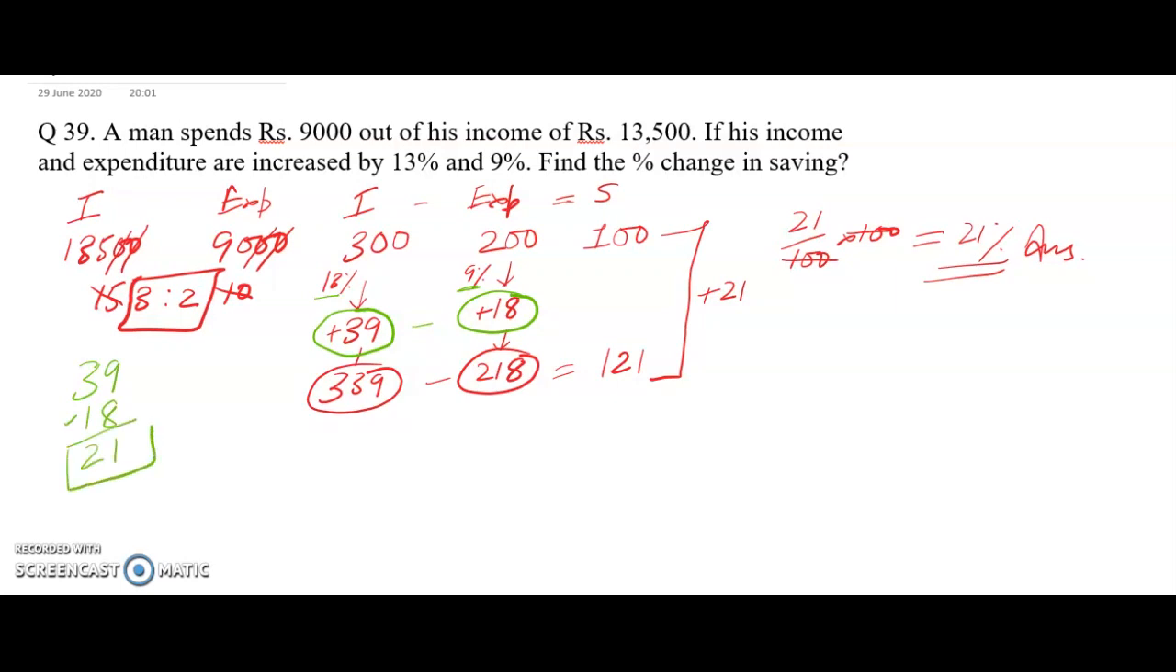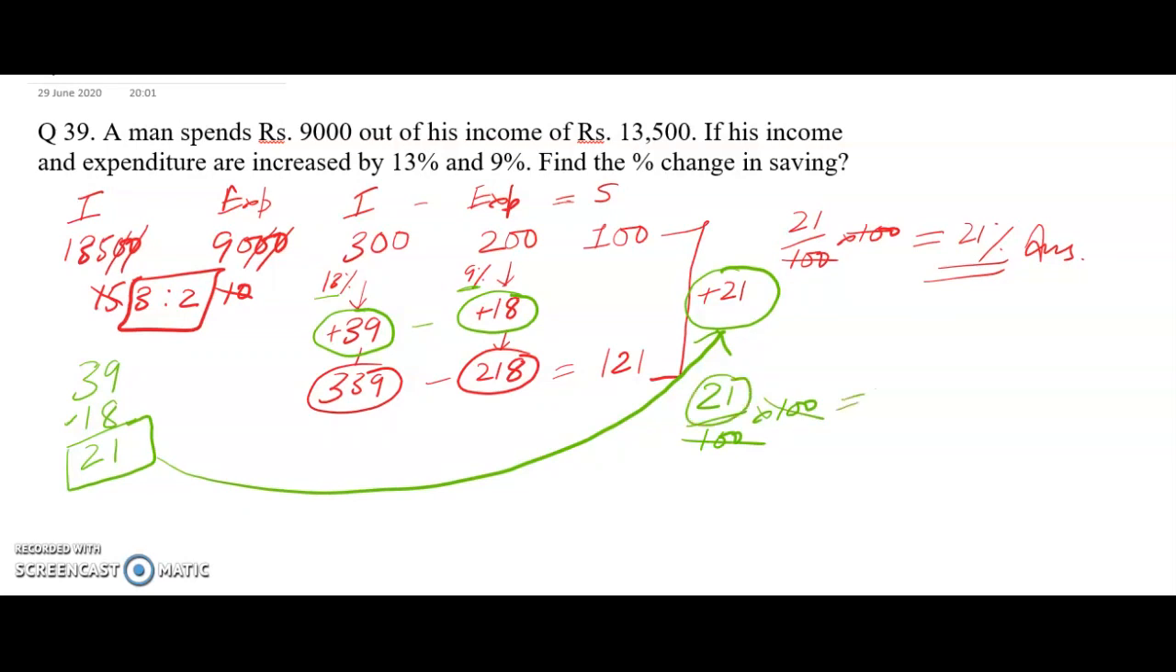Now this difference will be the increase in saving. You see here, this is the increase in saving, so we can directly say that 21 units has been increased. So 21 divided by 100 into 100. So we can directly say the percentage change in saving is 21%.